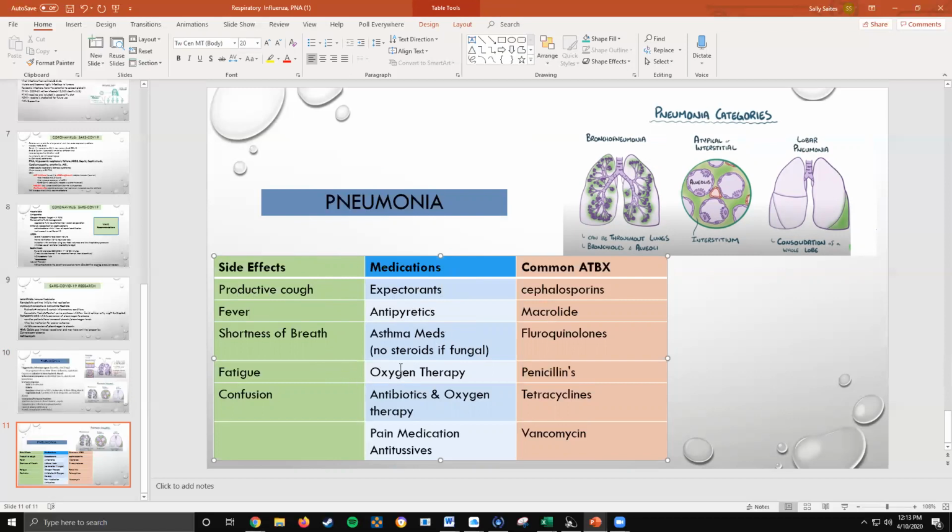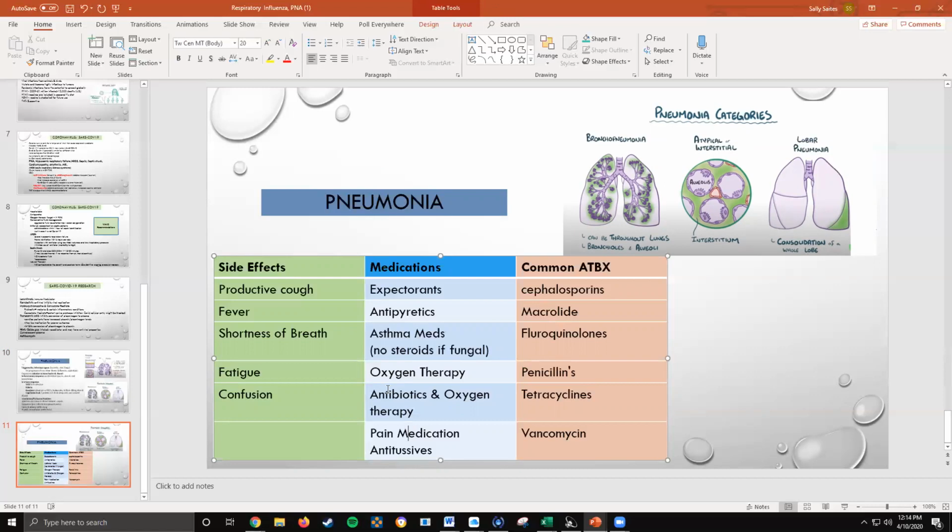Fatigue, they definitely will be lacking in oxygen, so they will need oxygen therapy. But you follow the doctor's orders depending on what level of oxygen they want you to keep the oxygen at. Confusion also from lack of oxygen, so we might be giving oxygen therapy. We'd be giving antibiotics, antifungals, antivirals, depending on what the cause of the pneumonia was. Pain medication, this is painful. It's pain when your chest expands. When you expand and contract your chest, it hurts. And so it hurts to breathe.